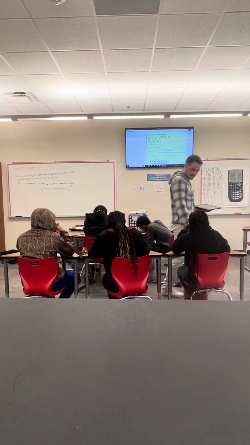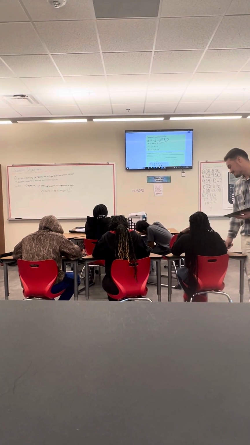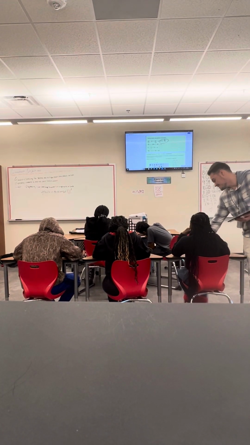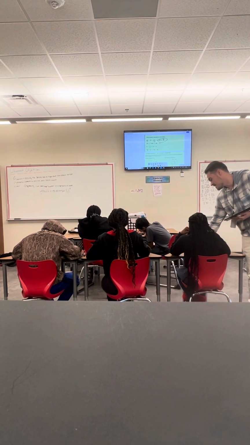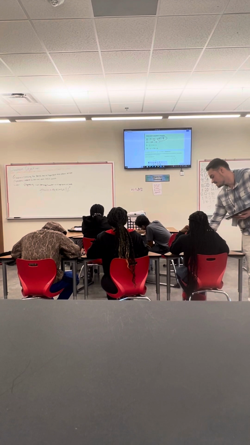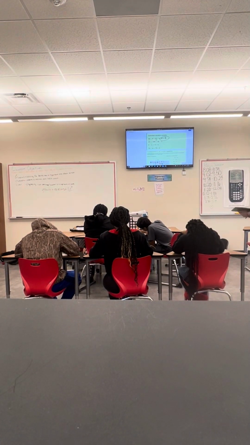Mr. Brock, I need help. Alright, I got it. Okay, you got minus 25 on each side, right? So you're going to be left with negative n equals negative 100. And then you're going to have to divide by that negative sign. It'll give you n equals 100.